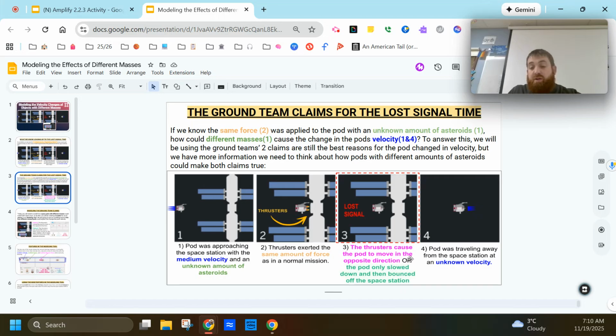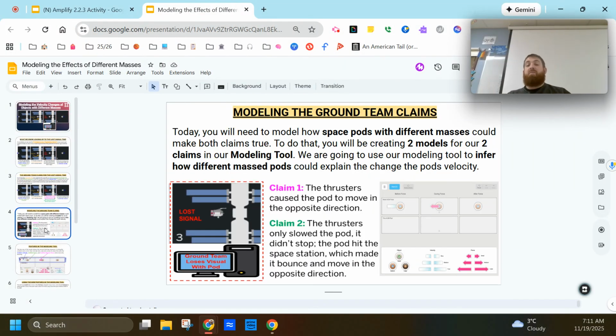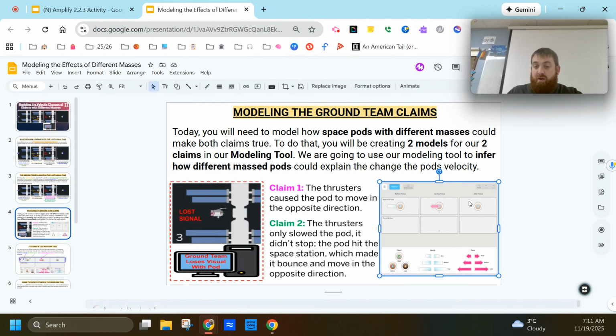So those claims are the thrusters cause the pod to move in the opposite direction, thinking about the amount of asteroids, or the pod only slowed down the pod, so meaning it would keep going and later then bounce off the station. So today, you'll need to model how the space pod with 2 different masses could make both claims true. To do that, you're creating 2 models for our 2 claims in our modeling tool. So we're going to be modeling how the different masses could explain claim 1 and claim 2 using our modeling tool that we've done in the past for that lost signal time.